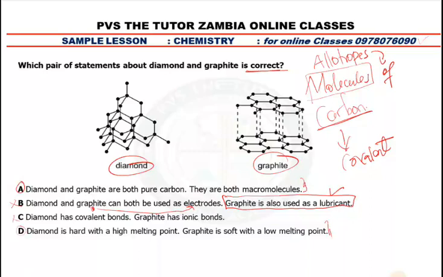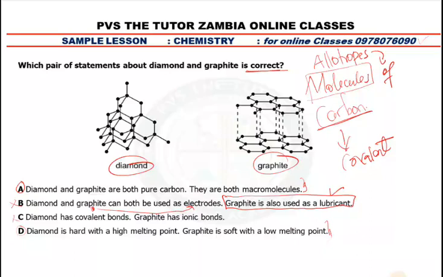Diamond has a very high melting point than what? Than graphite. And diamond is hard, yes, and graphite is soft. That's why it's used as a lubricant. For example, your pencil stick is made up of graphite with a low melting point. Yes, but that melting point is not as low as you think. It's quite high depending on the substance, because graphite can be used for different purposes. So it has a low melting point, but which is high when you compare to other substances. But when you compare to diamond, it's low.